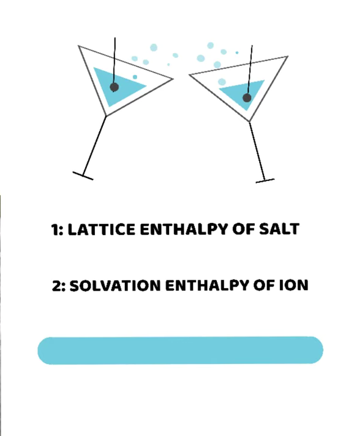Solubility of a salt depends upon two factors: lattice enthalpy of the salt and solvation enthalpy of the ions. For a salt to dissolve in a solvent, strong forces of attraction between its ions, that is, the lattice enthalpy, must be overcome by the ion-solvent interaction. This solvation enthalpy is negative, that is, energy is released during the process of solvation. The amount of solvation enthalpy depends on the nature of the solvent.